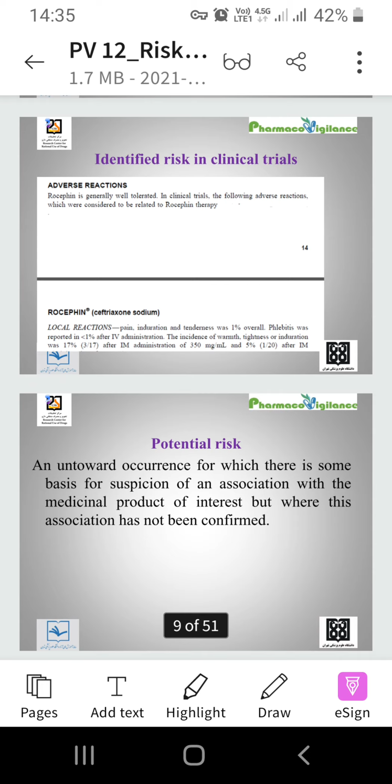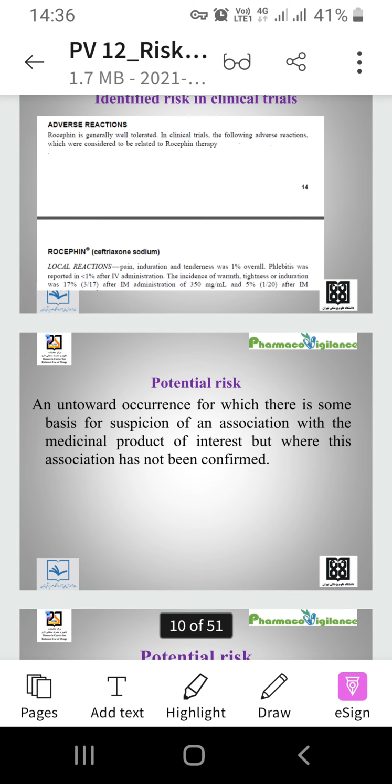And what is the potential risk? The potential risk is an untoward occurrence for which there is some basis for suspicion of an association with the medicinal product of interest, but where this association has not been confirmed. This is the definition of potential risk. There is some basis of suspicion of an association with our drug of interest, but this association has not been confirmed.